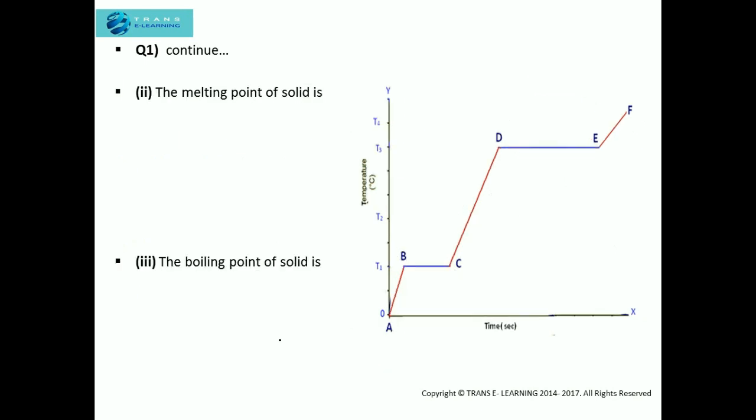Now the next question, the melting point of the solid and the boiling point of the substance. Let me just label this. This B part is solid, C represents the liquid, D represents liquid, E represents the gaseous state, and this also represents the gaseous state. The transition from the solid to the liquid state is known as melting, and the transition from the liquid to the gaseous phase is known as boiling.